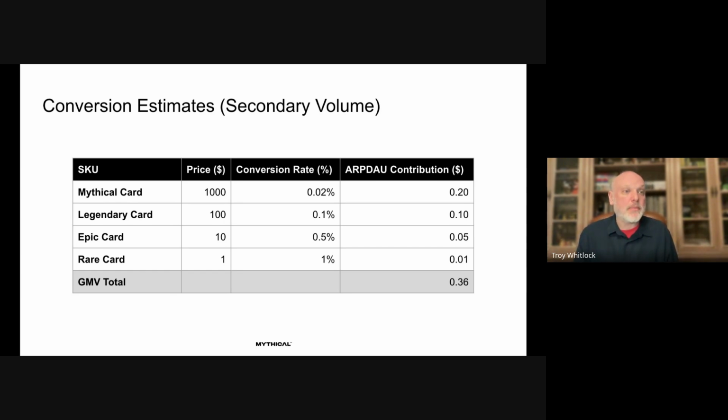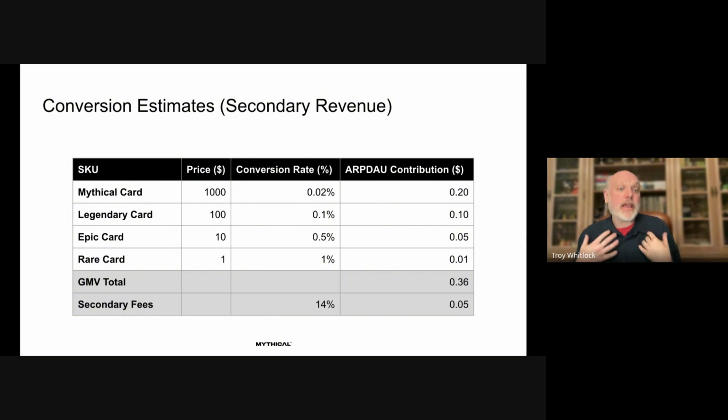In your game, maybe there's a different structure, a different organization. Maybe there's land and there's fighters and there's equipment, and each of those has a different cost basis and a conversion rate. And then we recognize as revenue the secondary fees on that GMV. So there might be 30 cent ARPDAU contribution from the total sales going back and forth between players. But in terms of what we can recognize as revenue, in the Mythical marketplace, we have a 14% take rate. So our actual ARPDAU contribution from that GMV is about 5 cents. Hopefully that all made sense.